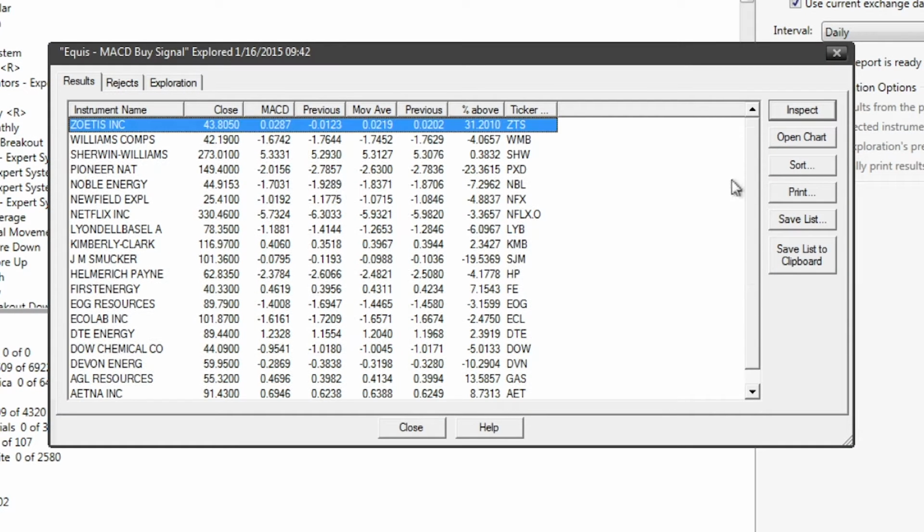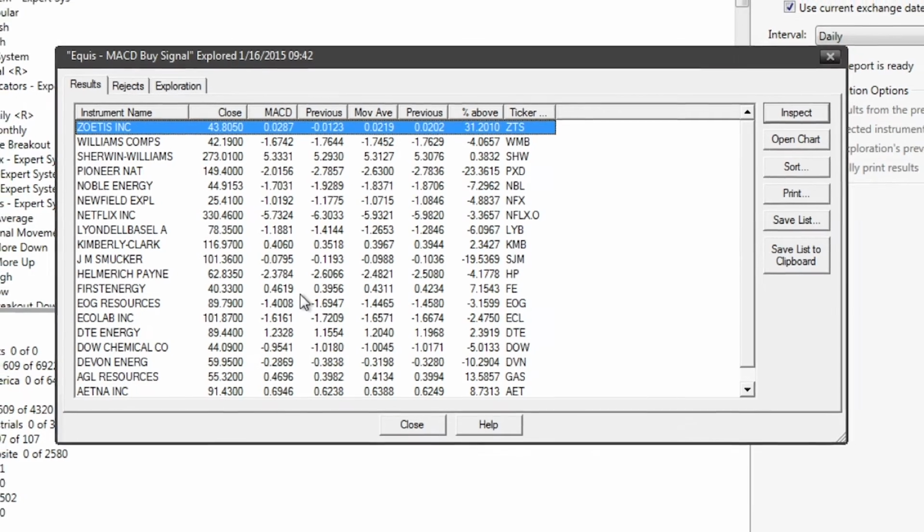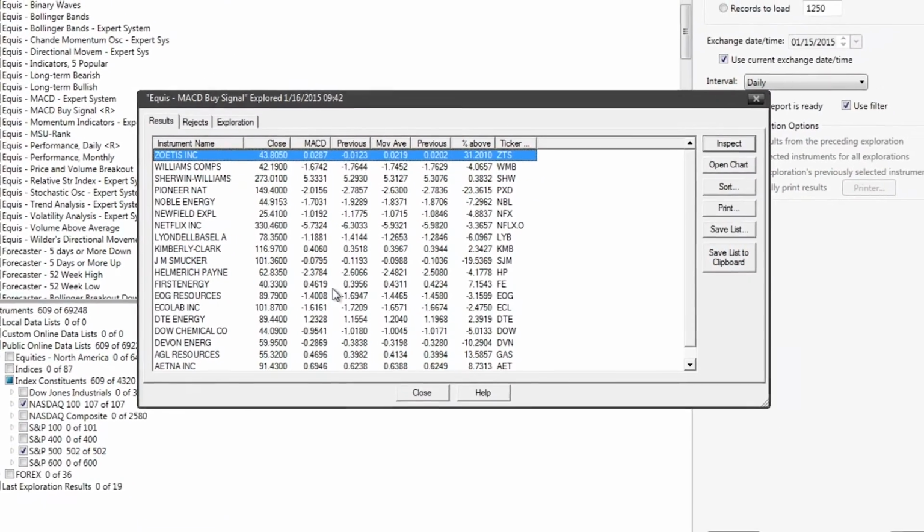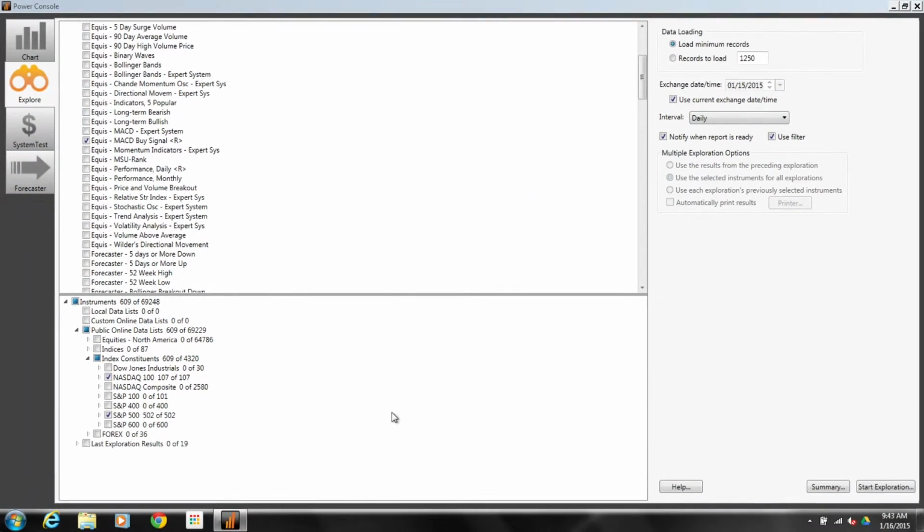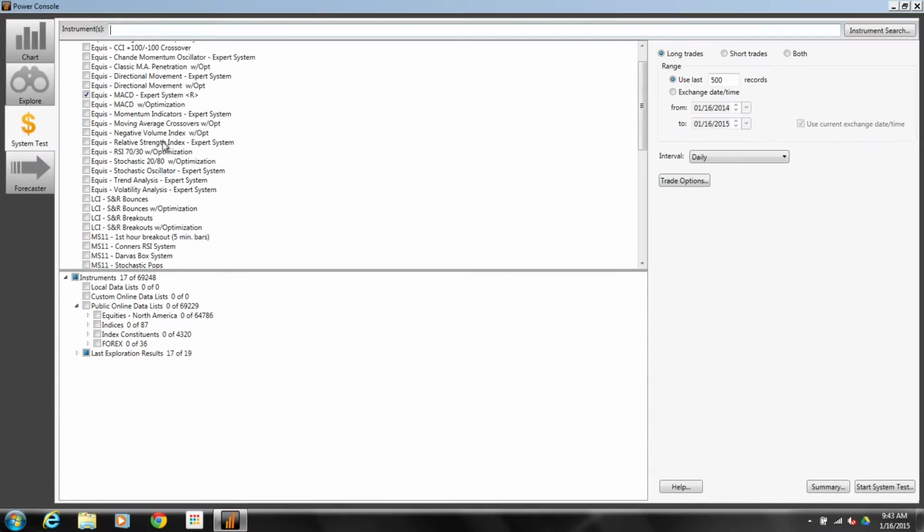Okay, so I have a fairly good list of probably about 10 to 15 stocks. So what I can do now is, instead of going through and opening up each of these charts, looking at the expert, looking at the indicator to see what's going on, I can now just take this list and test it specifically against the MACD to see which one of these performed the best. It saves me a lot of time in trying to analyze each individual security because the system tester can do it for me. So let's close this report and go directly to the system tester.